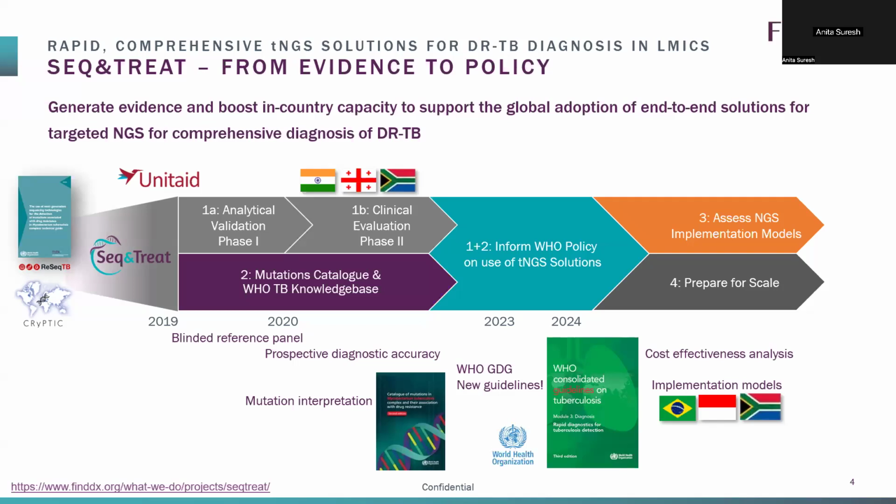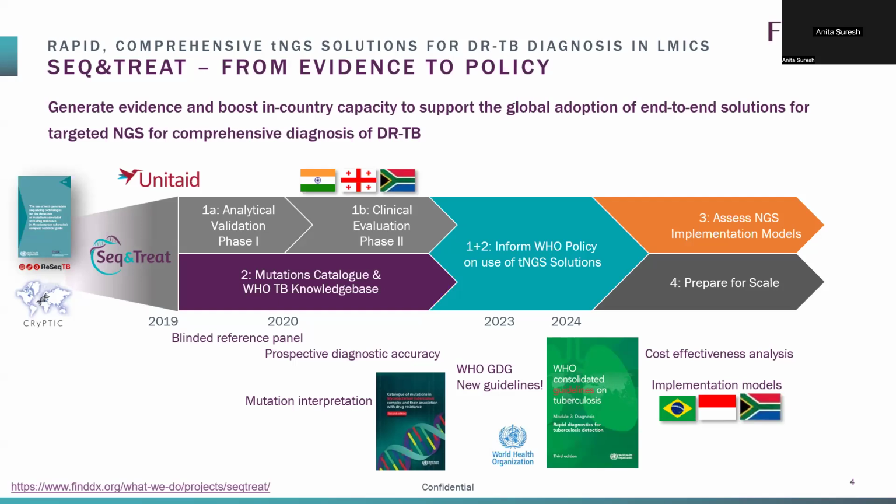That is something where you have a blinded reference panel and get the tests run on that reference panel. It's a known, well-characterized panel that we can unblind as an independent body, not the companies, and see whether the tests actually perform. Did they identify what they claim they can identify? The next phase, if they pass that, is the clinical evaluation, a prospective diagnostic accuracy observational study. In this case, we did it in India, Georgia, and South Africa.